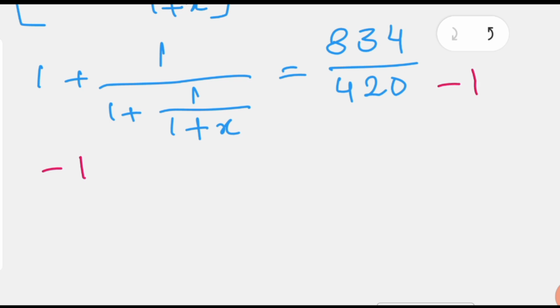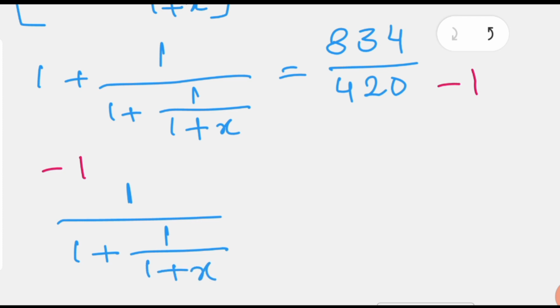Now subtracting 1 from both sides of this equation, we obtain 1 over 1 plus 1 over 1 plus x. That equals, now subtracting 1 from the right side of the fraction 834 over 420, which becomes 414 over 420.